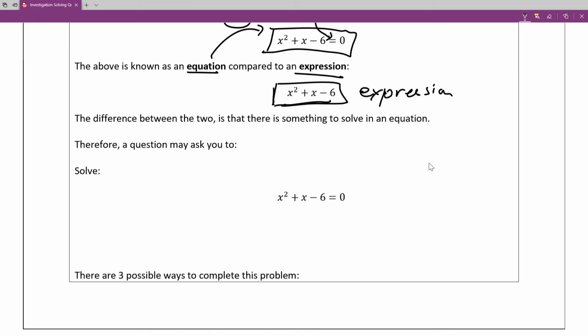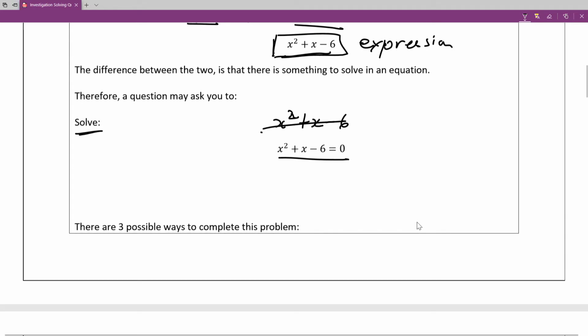So therefore, a question may ask you to solve this, right? You can't say solve x squared plus x minus 6. There's nothing to solve. You don't know what it's asking for. It's just an expression. It can tell you to factor the expression. Anyways, so here now we're trying to solve x squared plus x minus 6.